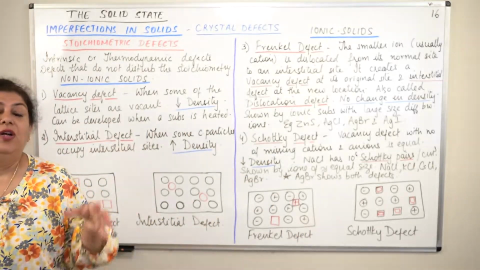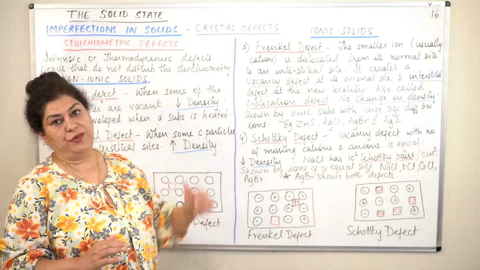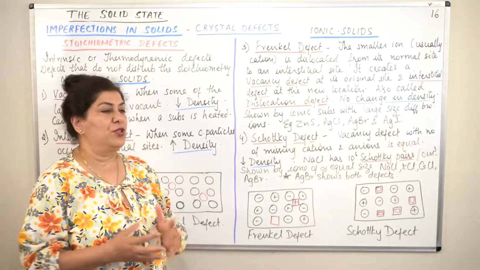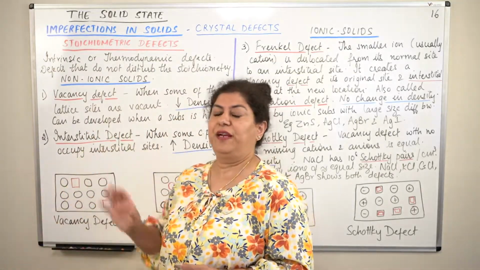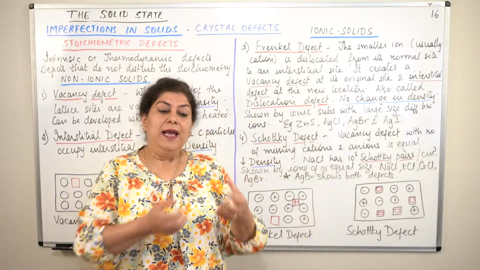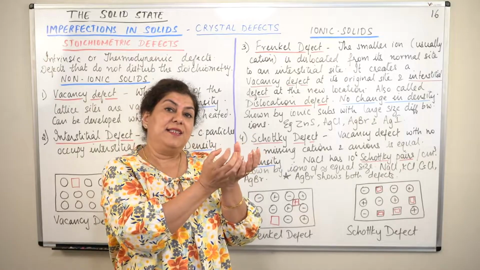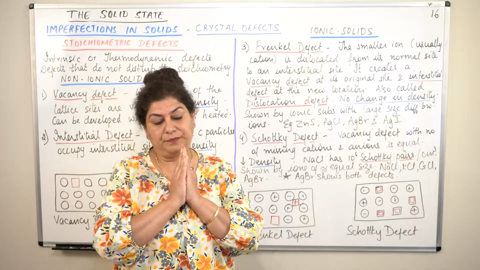So these were non-ionic solids. Let us come to the other category of solids now, that is ionic solids. Ionic solids also show the same defects. The only difference is that whenever you have an ionic substance, when it exists, it has to maintain its electrical neutrality.